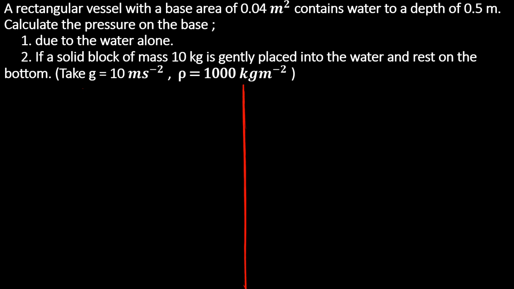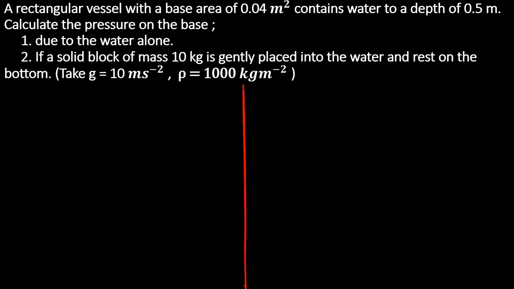A rectangular vessel with a base area of 0.04 meters squared contains water to a depth of 0.5 meters. Calculate the pressure on the base. 1. Due to the water alone. 2. If a solid block of mass 10 kg is gently placed into the water and rests on the bottom, take gravity to be 10 meters per second squared and density to be 1000 kg per meter squared.